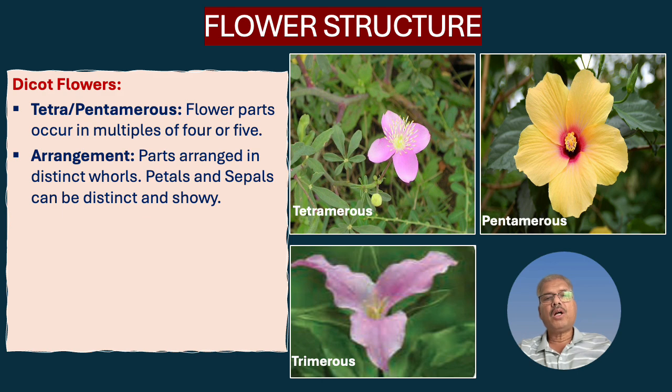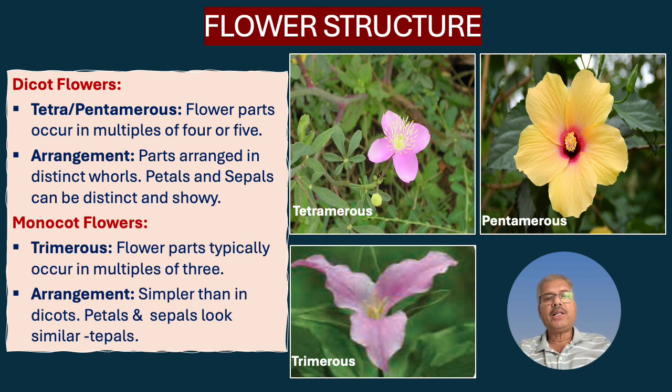The structure of the flower parts is another key distinguishing feature between dicotyledons and monocotyledons. The number and arrangement of the parts often follow a distinct pattern in each group. In dicotyledonous flowers, parts like petals, sepals, stamens, and pistils typically occur in multiples of 4 or 5. For example, a dicot flower might have 4 petals, 4 sepals, 8 stamens, and 1 pistil. The arrangement of these parts can vary widely, but they are often arranged in distinct whorls. The petals and sepals can be distinct and showy.